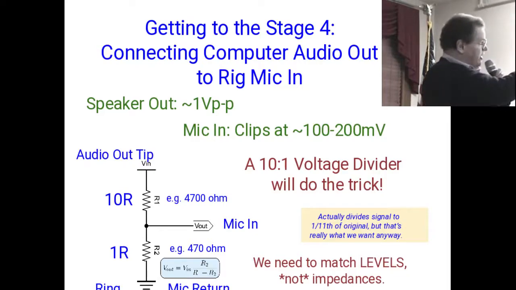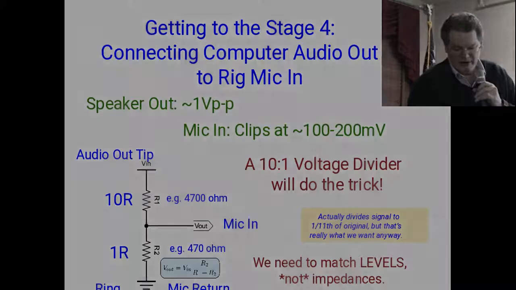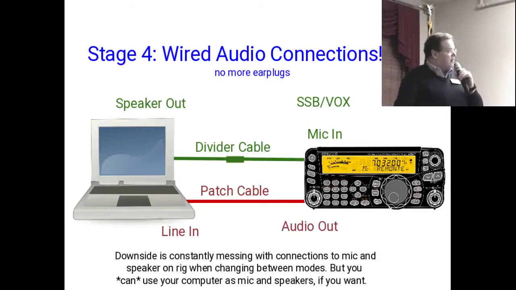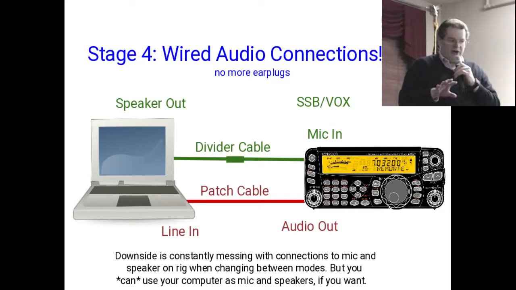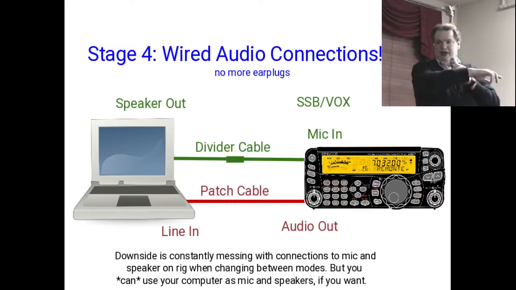And basically, that divider cuts your 1 volt peak to peak down to where your mic won't clip. So here you are. You've got a nice, quiet setup now. You turn Vox on your rig, and you don't need to worry about whether you've got a serial port to hook up a push-to-talk control. You just let the rig take care of it. If you need a little bit of a delay in there for that, you can tell your software that you need that. And so, again, that's a software switch.